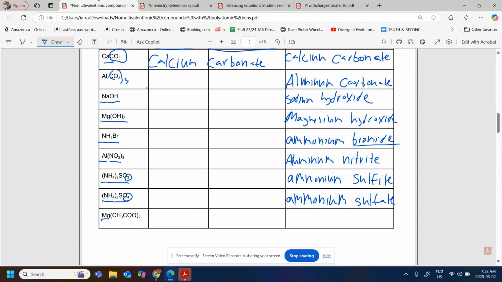And then lastly we have Mg and then the CH3COO. Now you could have written this as Mg C2H3O2 because you just combine all the atoms together. It could have been written that way as well. So this is magnesium, that's our metal. And then this here is a polyatomic ion acetate.